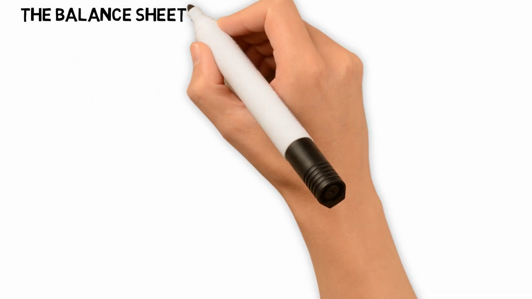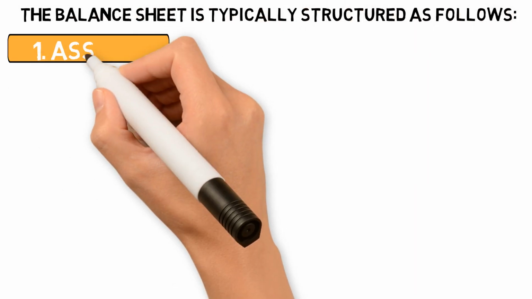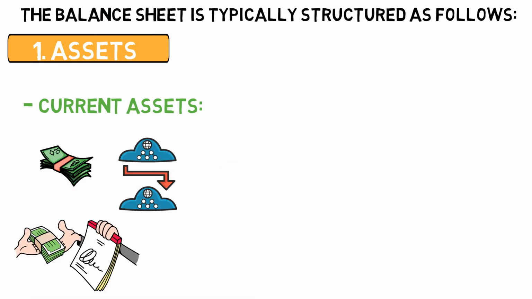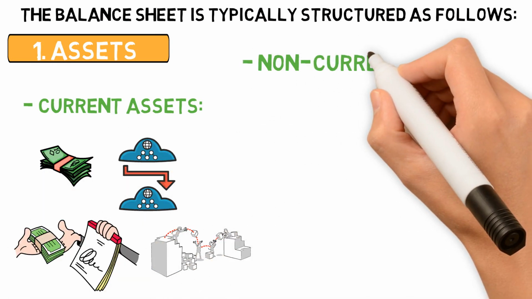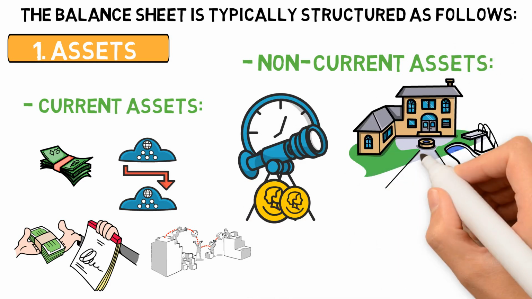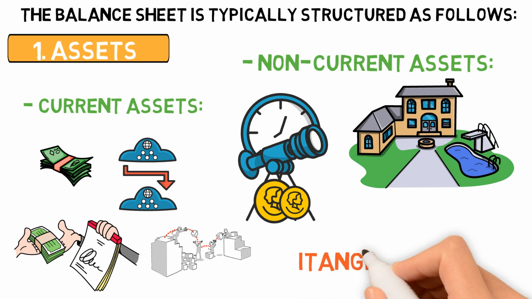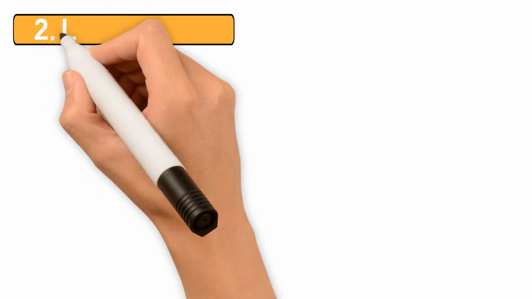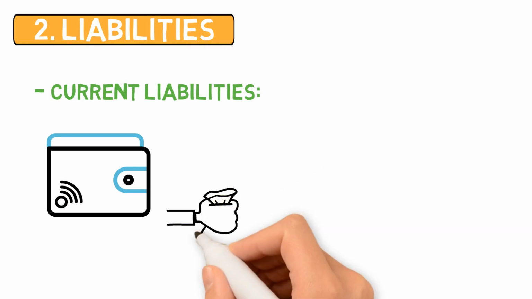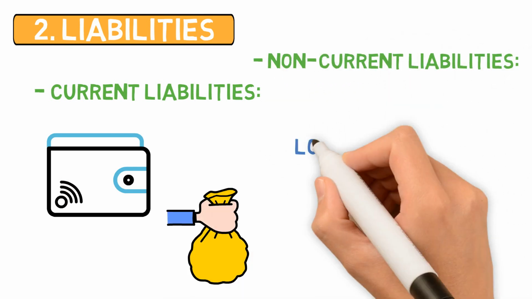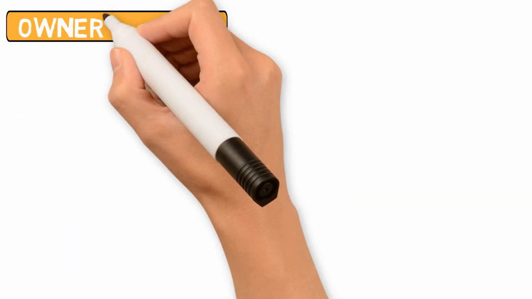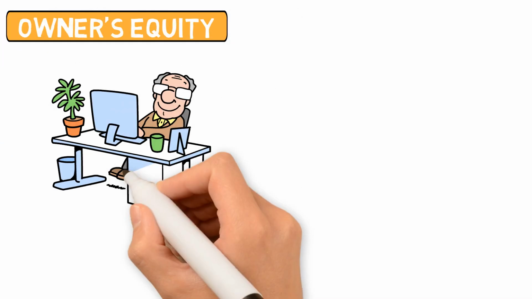The balance sheet is typically structured as follows. 1. Assets, current assets, cash, accounts receivable, inventory, etc. Non-current assets, long-term investments, property, plant and equipment, PP&E, intangible assets, etc. 2. Liabilities, current liabilities, accounts payable, short-term debt, etc. Non-current liabilities, long-term debt, other long-term obligations, etc. 3. Owner's equity includes the owner's capital and retained earnings.